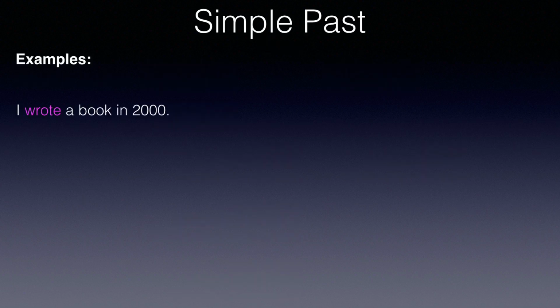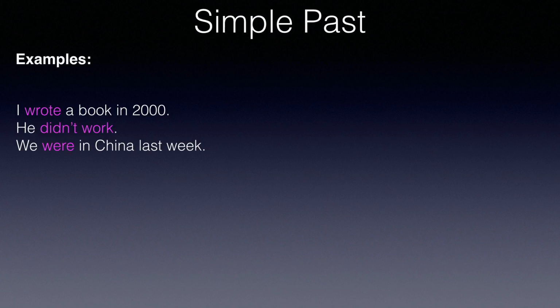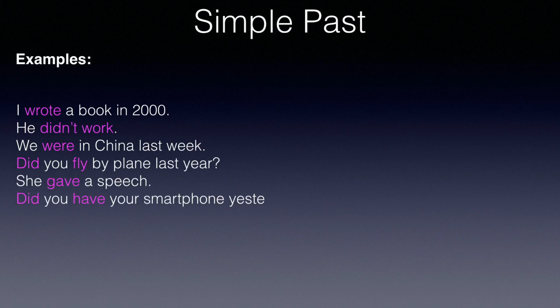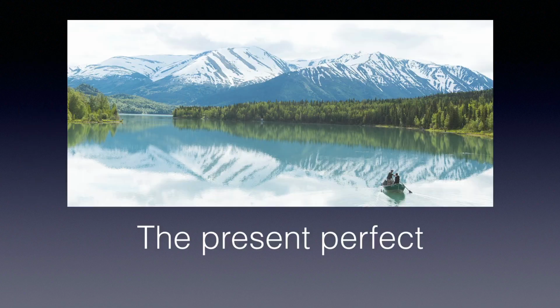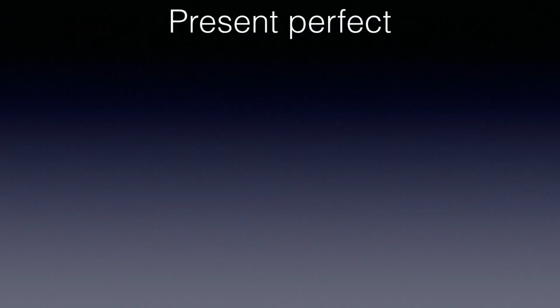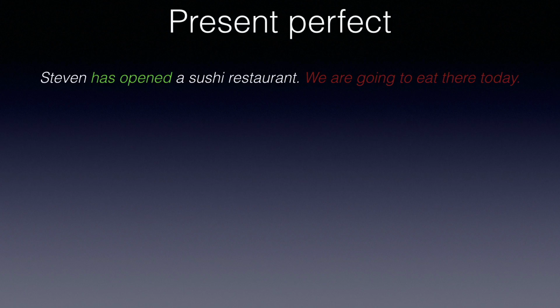First one: I wrote a book in 2000. He didn't work. We were in China last week. Did you fly by plane last year? She gave a speech. Did you have your smartphone yesterday? So all of that is the simple past, probably the simplest form to talk about the past. Now, next thing is the present perfect. Let me give you an example.